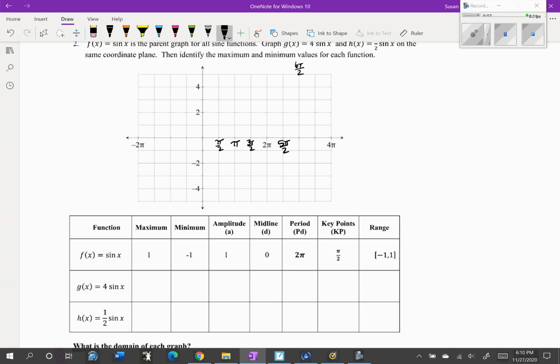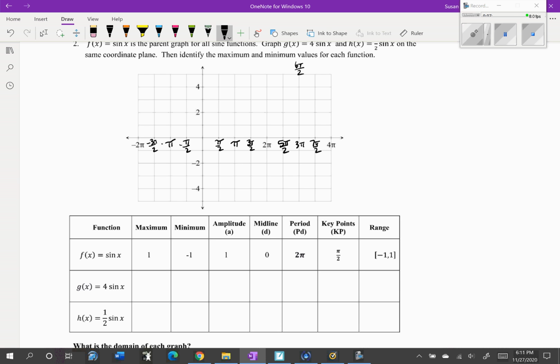6 pi over 2 would be 3 pi, and 7 pi over 2, and 8 pi over 2 is 4 pi, which is already there. So label each key point, don't skip any, because I am going to be looking for that, because your key points do change when we change the wavelength of our graph, which we'll talk about on a different day.